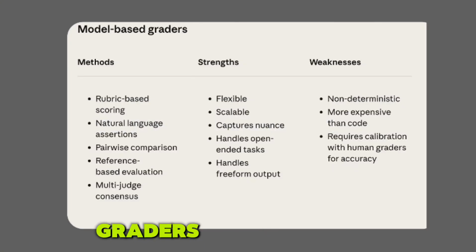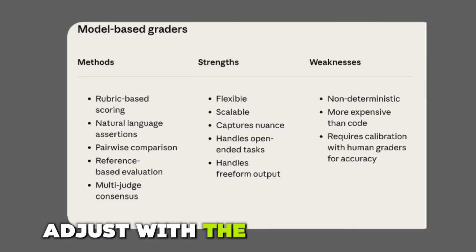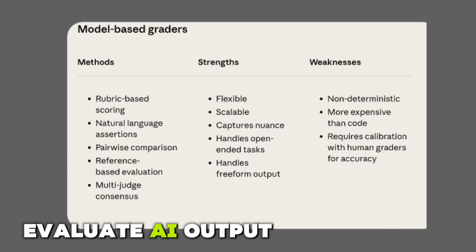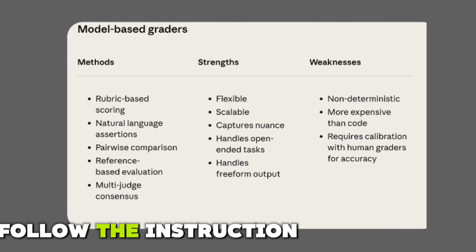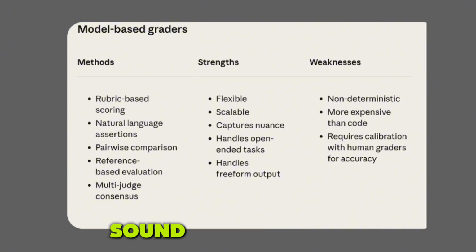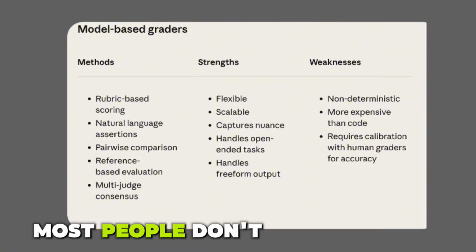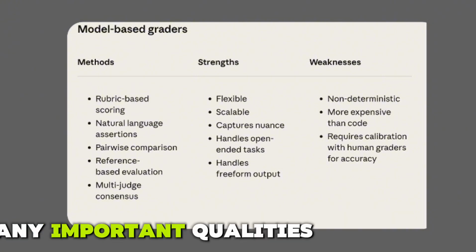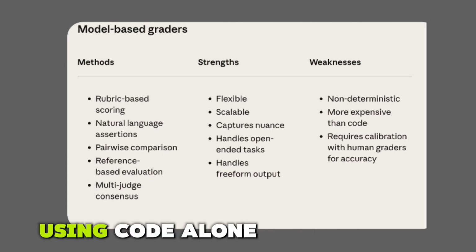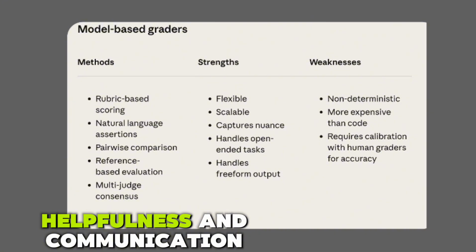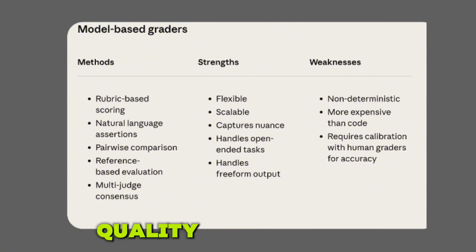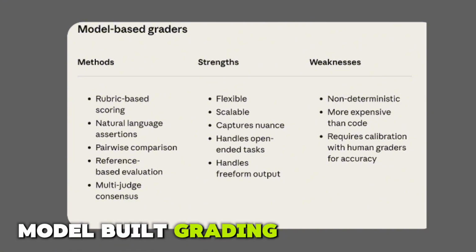Model-based graders use AI models to evaluate AI output. For example, was the answer helpful? Did the agent follow the instruction? Was the reasoning sound? Here is what most people don't understand. Many important qualities can't be measured using code alone. Things like clarity, helpfulness, and communication quality. That is where model-based grading becomes powerful.